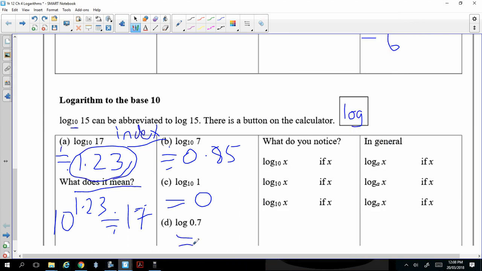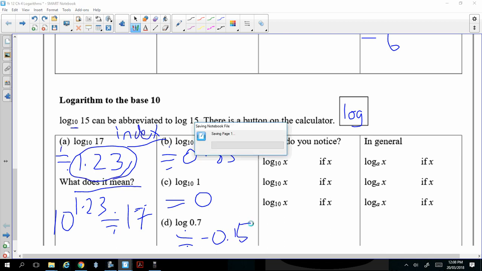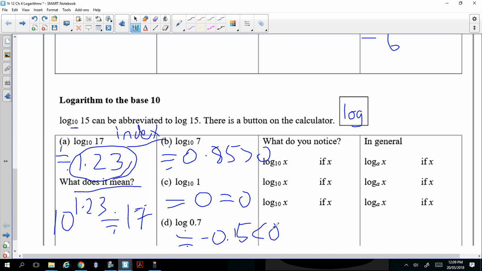Okay? Alright, so what do you notice about these numbers? You get a positive, you get 0, you get negative, right? And when is it positive? As long as you substitute a number that's more than 1, it's going to be positive. If you substitute exactly 1, you get 0. And if you substitute a number less than 1, you get negative. So it has some strange properties.